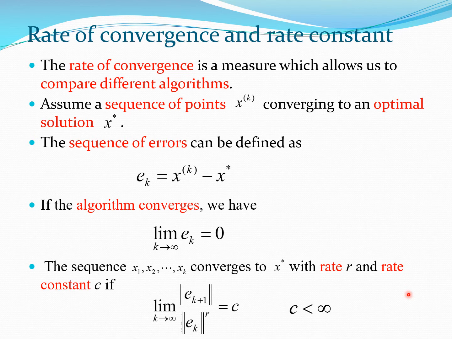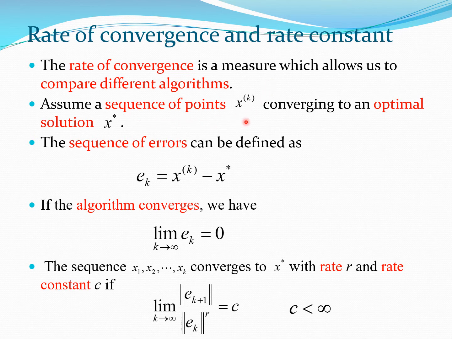Now we are going to define the rate of convergence, and this concept lets us compare two different algorithms. For example, we are going to compare the steepest descent method versus the conjugate gradient method versus Newton type methods. The rate of convergence of these methods is very important in deciding whether you want to use the algorithm or not for any practical problem.